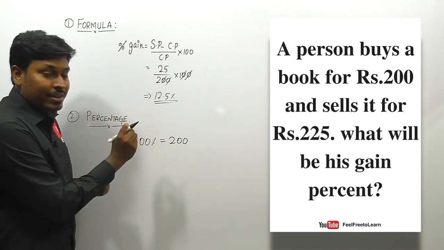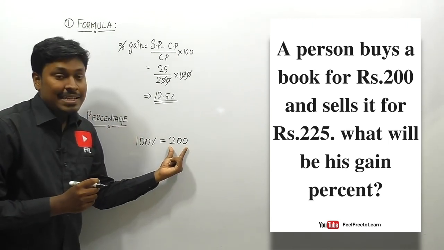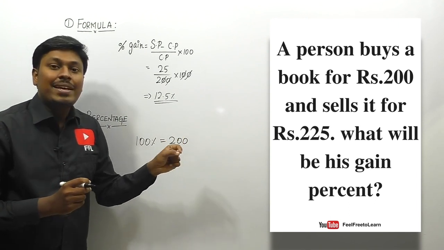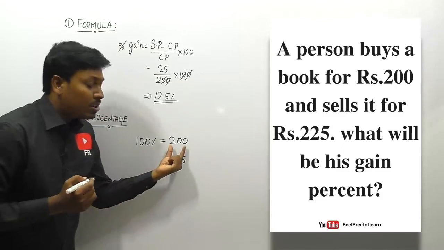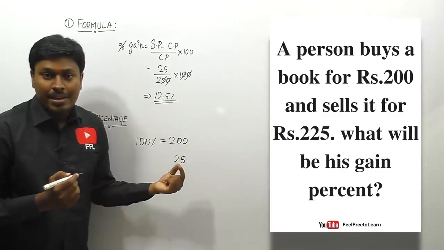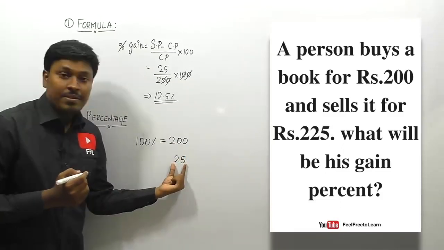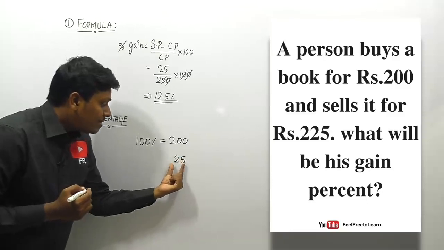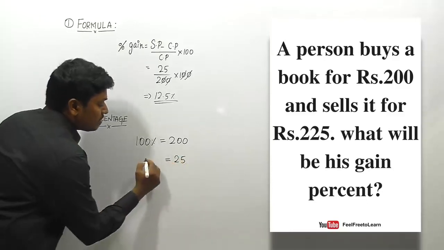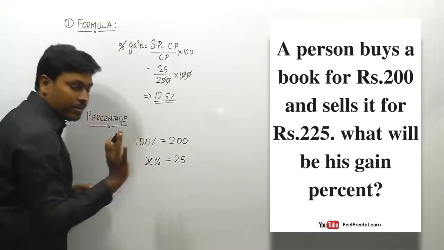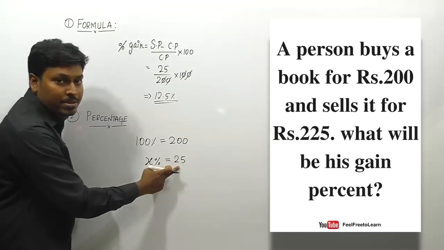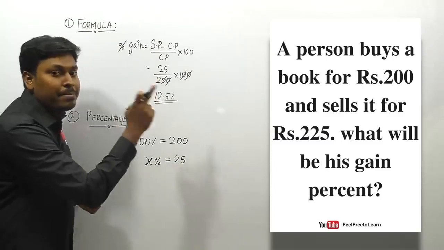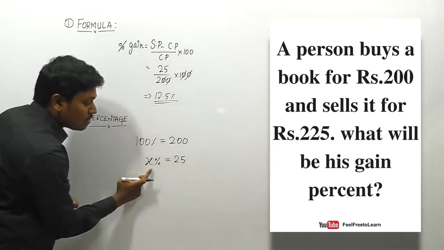So friends, listen carefully. Cost price is 200, selling price is 225. So we can say that 25 rupees will be its profit, right? So 200 will be the cost price, 225 will be the selling price. So we can say that 25 rupees will be its profit. So we need to find this 25 rupees is how much percentage when compared to 200. So friends, cost price will be 200 and the profit will be 25 rupees. Our target is to find what is gain percentage. So 25 rupees is what percentage.